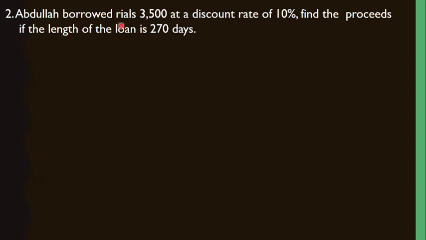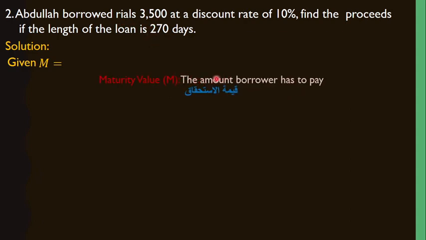Abdullah borrowed riyals 3,500 at a discount rate of 10%. Find the proceeds if the length of the loan is 270 days. First write the given. What is given here? 3,500. What is this 3,500? Abdullah borrowed. This is the borrowed amount. The amount the borrower has to pay is the maturity value.